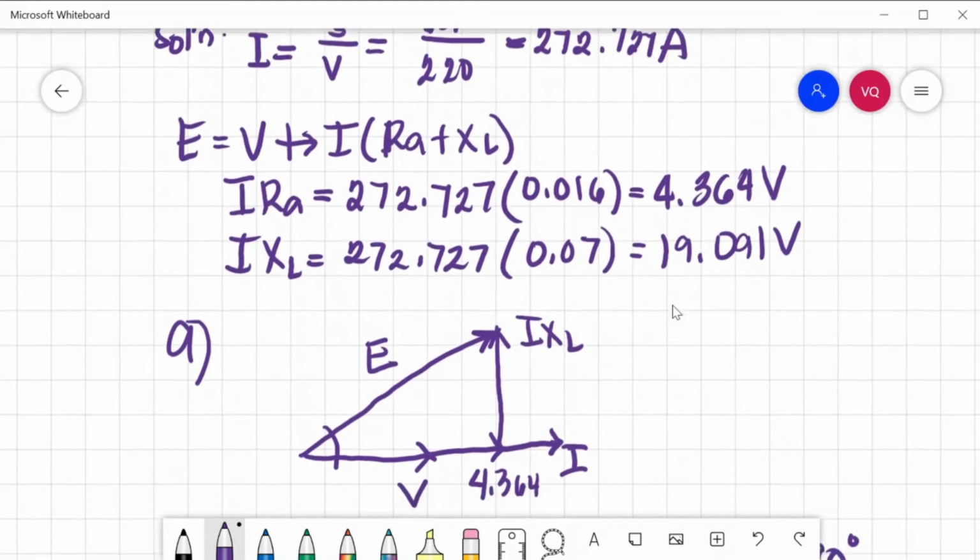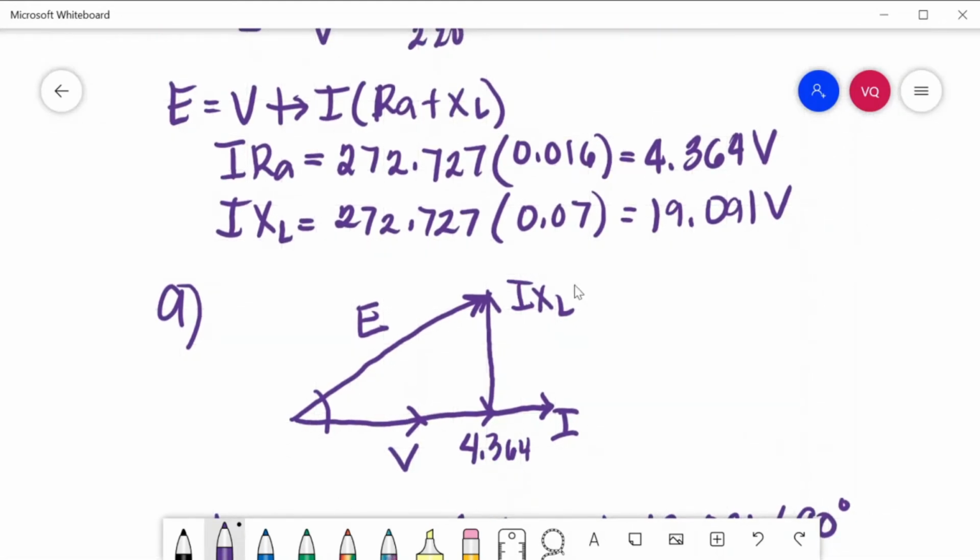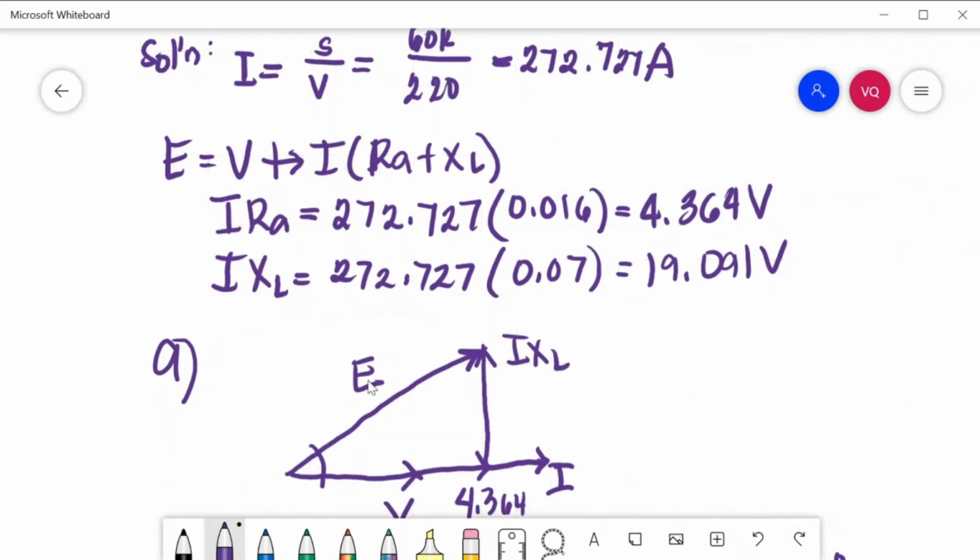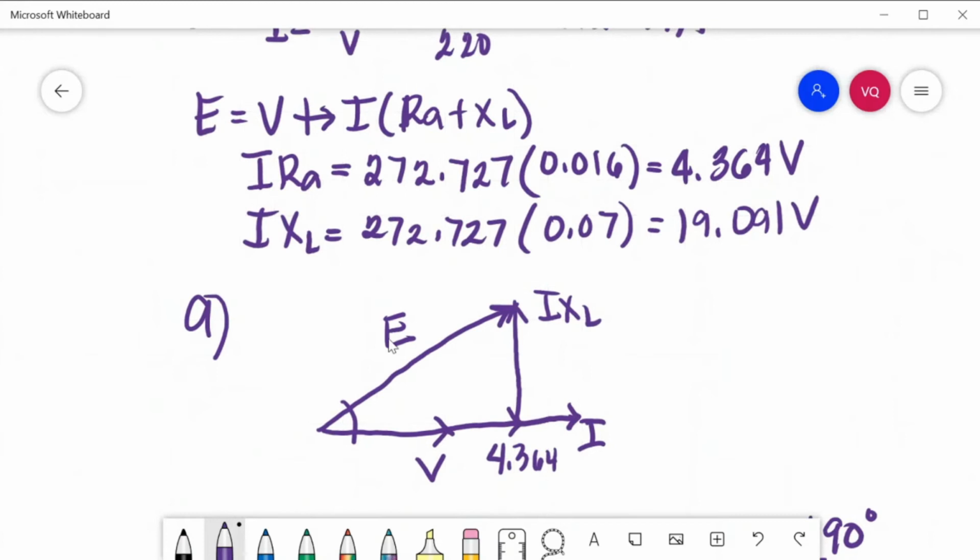For the first one, unity power factor, we have this vector diagram in which the voltage and current are in phase. Based on this vector diagram, we can compute your E by the vector sum of V plus the drop in your IRA and the drop in your IXL. Our working equation now will be: E is equal to the vector sum of V plus I times RA plus XL.